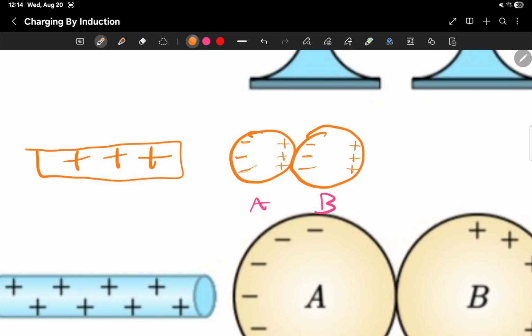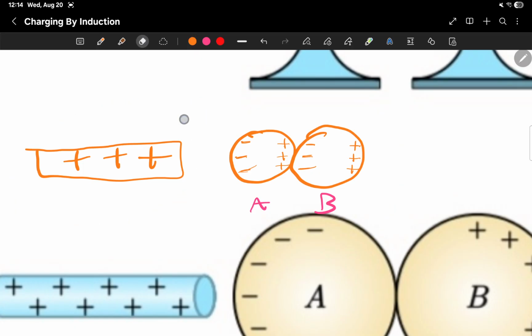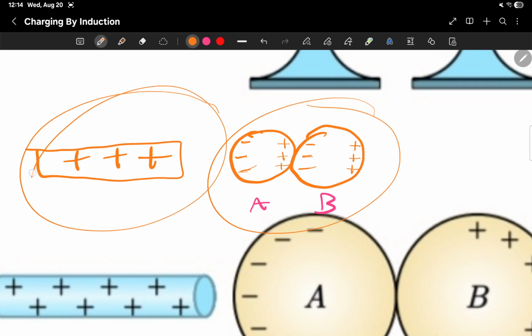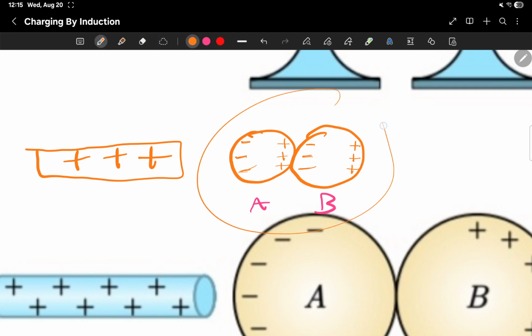But at the same time, I also have the glass rod close enough to both of these spheres. So I have to keep these two things in mind. The fact that electrons can flow between these spheres, but also that these positive charges in the glass rod still have an influence on both of these spheres.